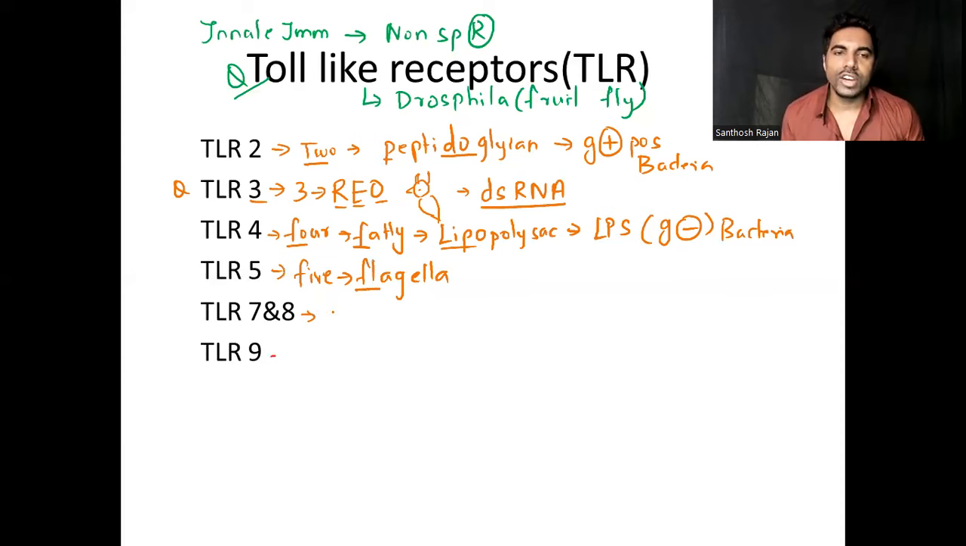Seven and eight. Seven for yes. Yes starts with seven. So yes for single cell, you have a double standard RNA, so there was a single cell. So single-stranded RNA virus. Single-stranded RNA virus, kill it, this is specific.